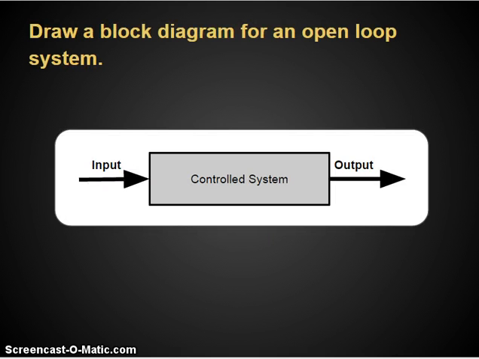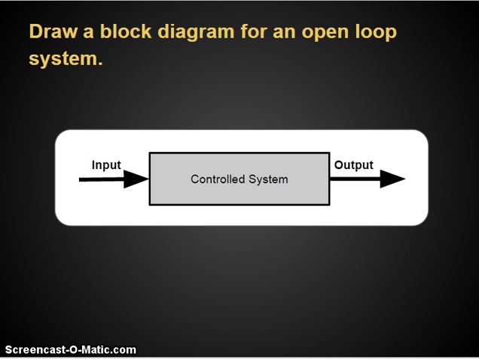First thing is you need to be able to draw a block diagram for an open loop system. This is actually really simple. An open loop system, you have an input, a controlled system or a control circuit, and then an output. That's all there is to it.